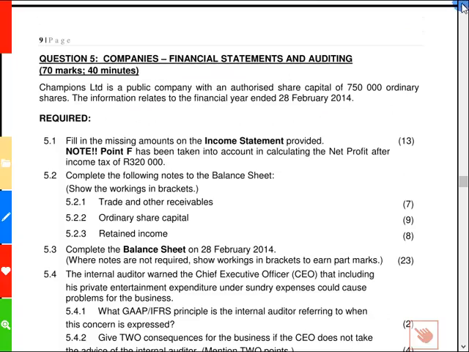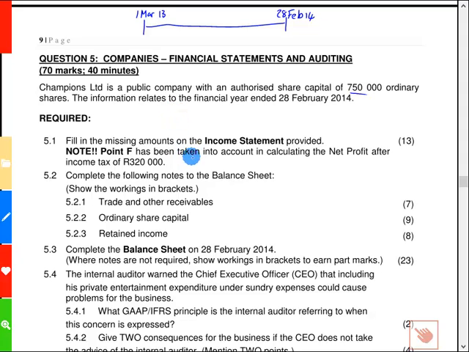Champions Limited, a public company with authorized share capital of 750,000 shares. Remember, authorized shares is the number of shares that they are allowed to issue. That's not necessarily the number that is in issue currently, but that's how many shares they are allowed to issue. The information relates to the financial year ended 28th February, so our year ends on 28th February 2014. When does it start? It starts 1 year ago, which would be 1 March 2013. Always good to have a timeline, right?